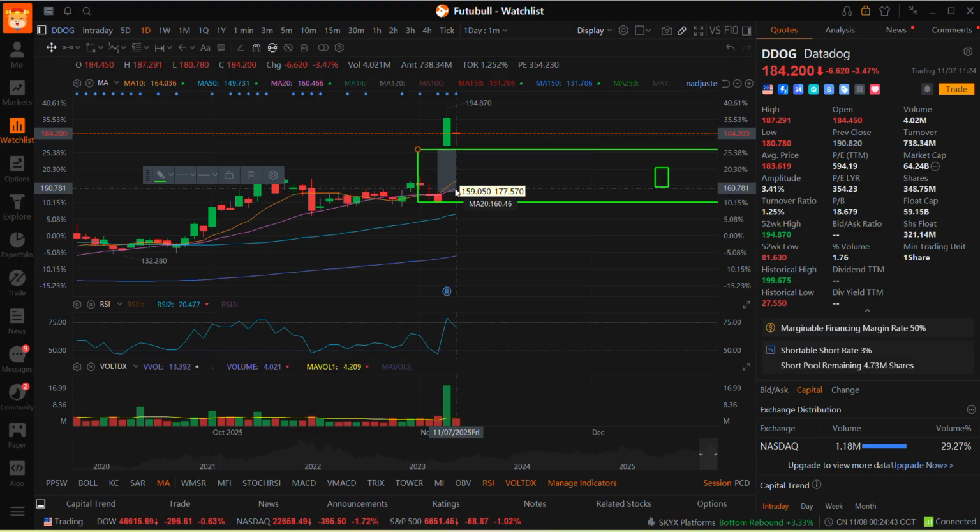Or when this moving average, this 20 moving average, maybe comes up here and this is holding sideways, and then touching my 20 MA, and then have a bullish engulfing, I will enter the market. So this is how I will play it.